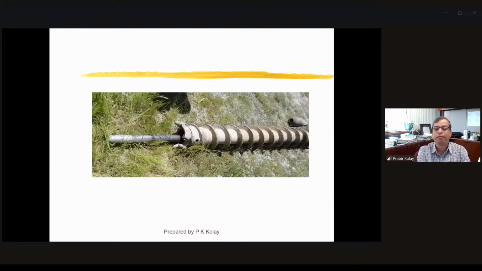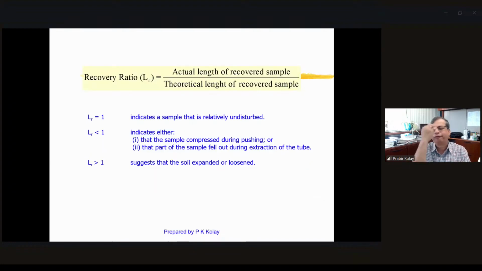So these are different boring methods, as I mentioned earlier. A few things, as I mentioned: when you collect soil sample, we need to check how much is the recovery ratio. We mentioned the area ratio. We need to know the recovery ratio, the actual length of the recovered sample divided by the theoretical length of the recovered sample. This one is for the soil. Again, LR equal to 1 indicates the sample is relatively undisturbed. If LR is more than 1, the sample is expanded or loosened. So that one you have an idea.